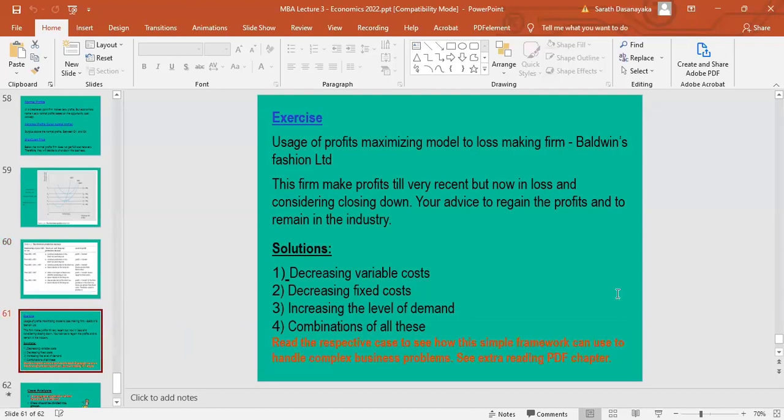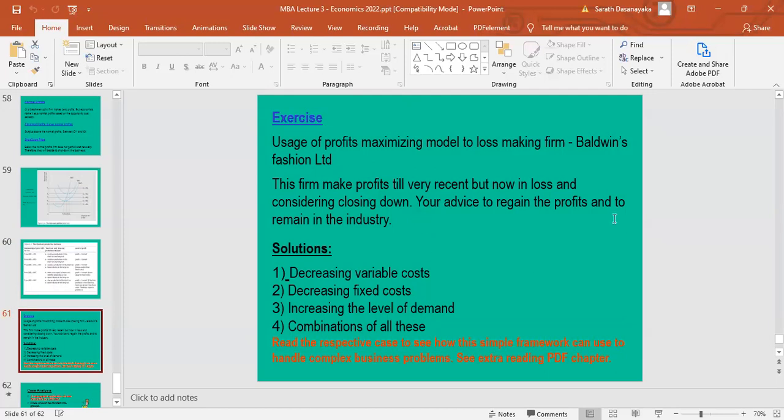And thereafter, you have some exercise. This is available in your main textbooks: usage of the profit maximization model for loss-making firms. Then you can see there is Baldwin Fashion Limited. This firm made profit until very recently, but is now in loss and is considering closing down the business. Then they get to know that you have completed the MBA degree from Moratuwa, and they feel that you can help them, and you advise them to regain the profit and remain in the industry.